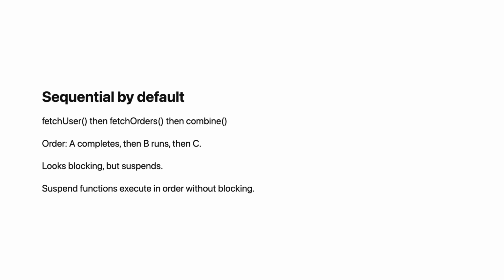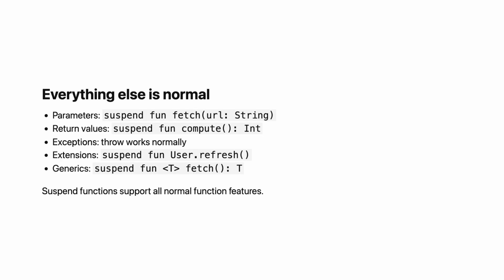But it is not blocking code. Each step can suspend without holding the thread. Sequential composition is natural. You write code in order. It executes in order. But suspension makes it efficient. If you want concurrency, you explicitly use async. Without async, calls are sequential. This is easy to understand.